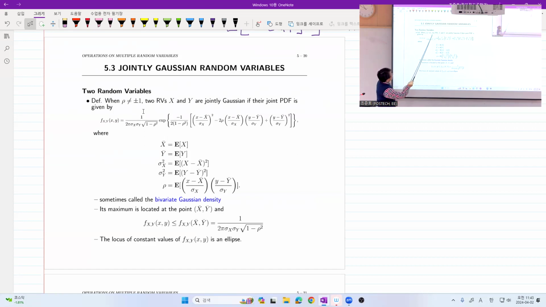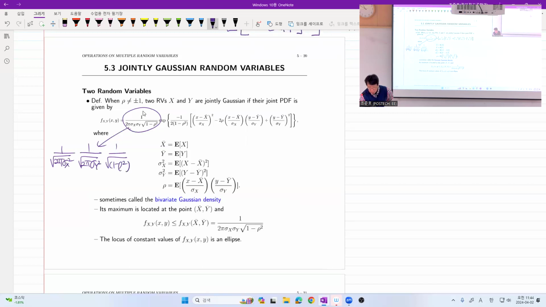So here we have something similar like 1 over square root 2 pi times sigma squared, because you can rewrite this one as what? 1 over 2 pi sigma x squared times 1 over 2 pi sigma y squared times something, right? See that? You have square root 2 pi, that becomes 2 pi. You have sigma x, sigma y. Here, you have square root 1 minus rho squared.